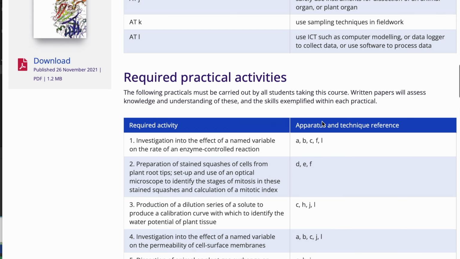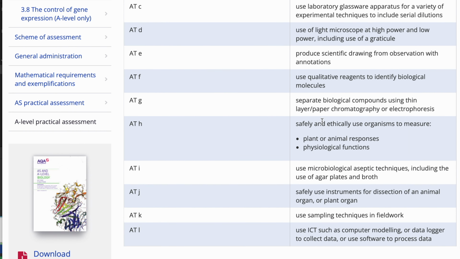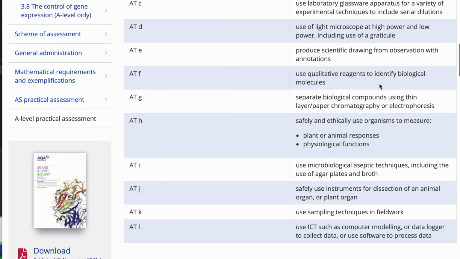So here's some of the apparatus and techniques. So sampling techniques and fieldwork, you're going to need to remember that for your ecology. Plant and animal responses and physiological functions, so model organisms, having a look at that and when each organism would be best to be used. Light microscope, looking at how to use it, the structure of a light microscope, labelling it, another key area to look at. Here's the required practical activities.